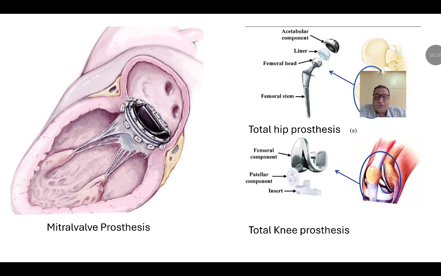Here I have shown you the mitral valve prosthesis. Then this is the total hip prosthesis. This is the acetabular component, this is the liner, this is the femoral head, and this is the stem. Total knee prosthesis, this one is the femoral component, this is the patellar component, this is the insert, and below that is the tibial tray.